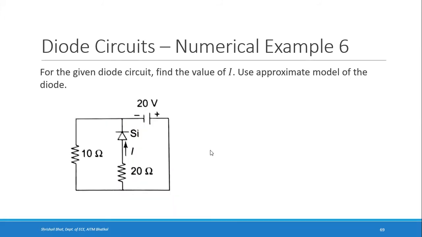So the next problem we have is a similar one: to find the value of the current I. A circuit is given, and you are asked to find the value of I using the approximate model of the diode. What you can see here is the diode and the battery, which is 20 volts. Current is flowing through the diode. It is the forward current I. There is a resistance here and a resistance here.